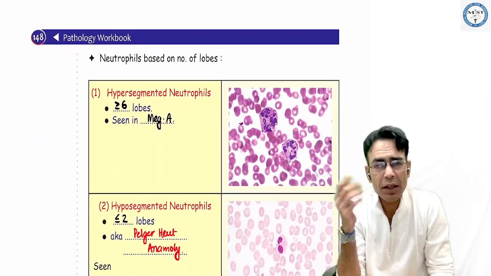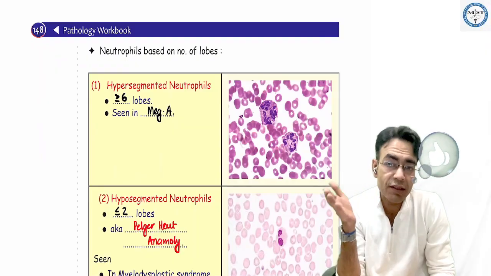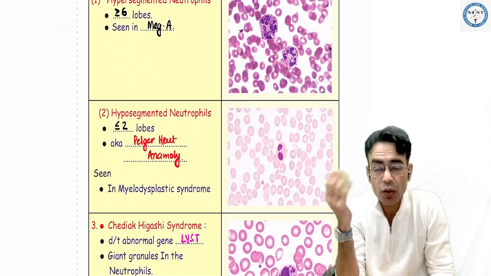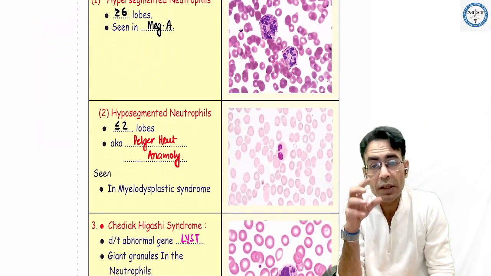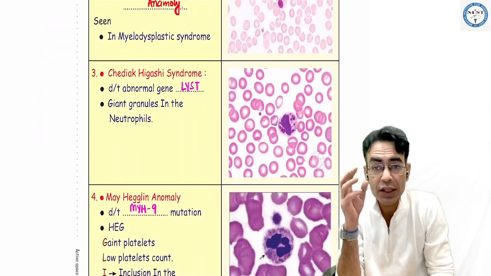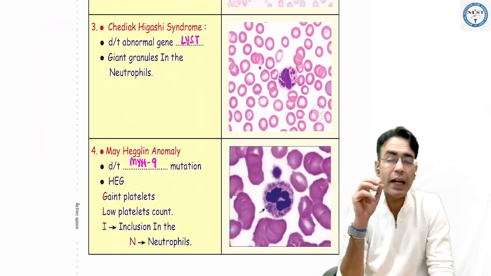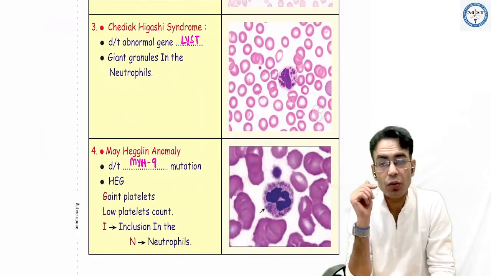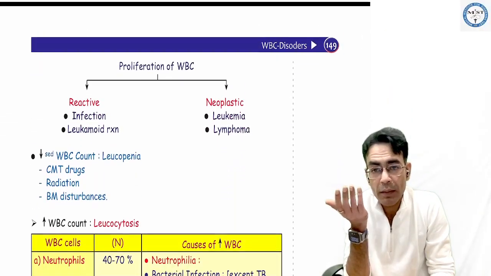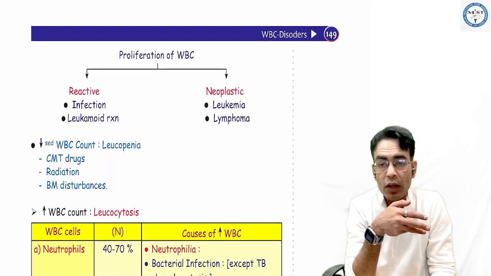Then hypersegmented neutrophil in megaloblastic anemia has more than 6 nuclear lobes. Hyposegmented neutrophil is Pelger anomaly, in which you find only 2 nuclear lobes. In Chediak-Higashi syndrome, there is a LYST gene mutation, and you see coarse granules in the neutrophils. In May-Hegglin anomaly, you see inclusions inside the neutrophil.